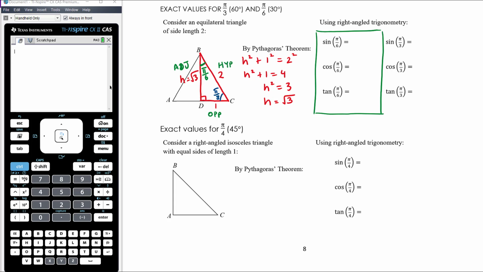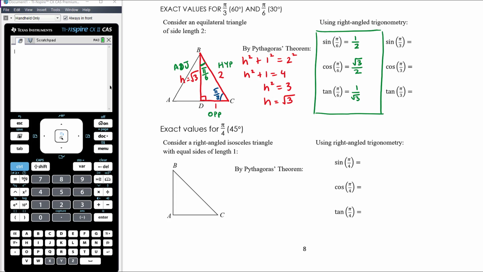So, if we want to calculate sine of pi on 6, it would be the opposite length to pi on 6, which is 1, divided by the hypotenuse, which is 2. So sine of pi on 6 will be 1/2. Cosine of pi on 6 is the adjacent side, √3, divided by the hypotenuse, which is 2. And tan of pi on 6 is the opposite side, which is 1, over the adjacent side, which is √3.